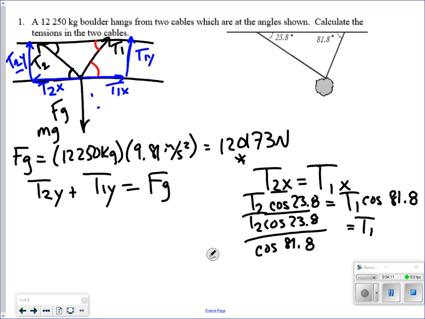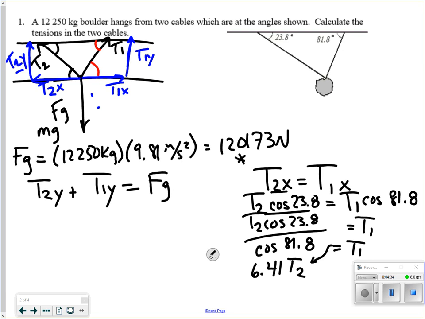Well, the nice thing is the cosines are numbers, so what I'm going to get is that, I don't want to hit the record button by mistake here. T1 is going to be equal to, I'm just going to go down there a little bit, 6.41 T2. All right, double check my math there, but I'm pretty sure that's correct.